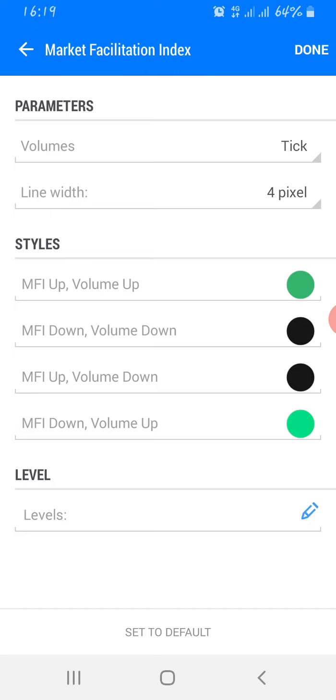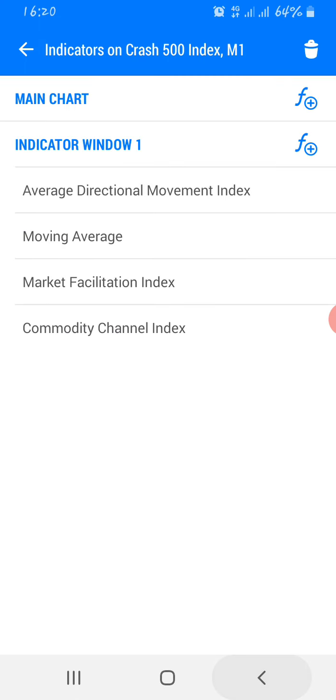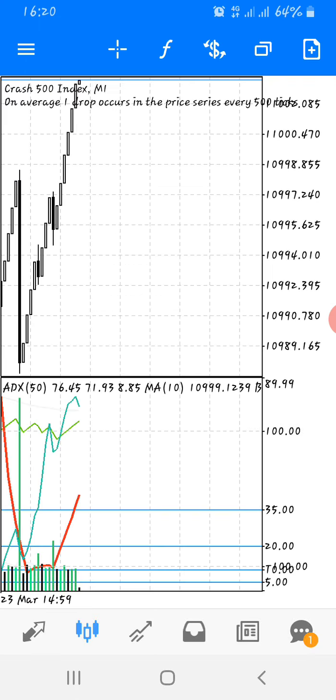Next, the market facilitation index: the volume is tick, line width 4 pixel, MFI up green, MFI down black, MFI up for the volume down black, MFI down for the volume up green. Then the commodity channel index: period 14, apply to typical price, 2 pixel, and the levels are minus 100 and plus 100. So guys, that's it.